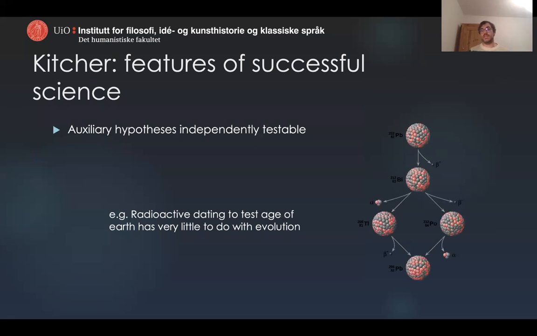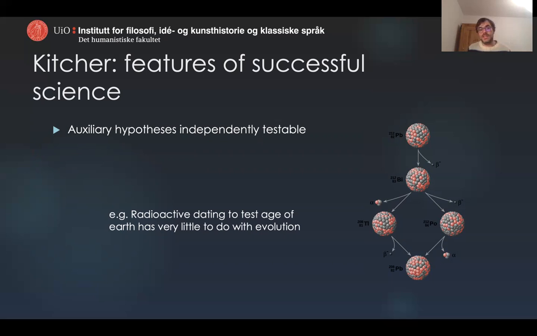Kitcher has a similar idea. He talks about features of successful science. So like Lakatos thinks that a scientific theory does indeed use auxiliary assumptions. It's never testable by itself. But good auxiliary assumptions are not just there to protect the theory. So it is a protective belt, but the belt, as it were, isn't just there to protect.